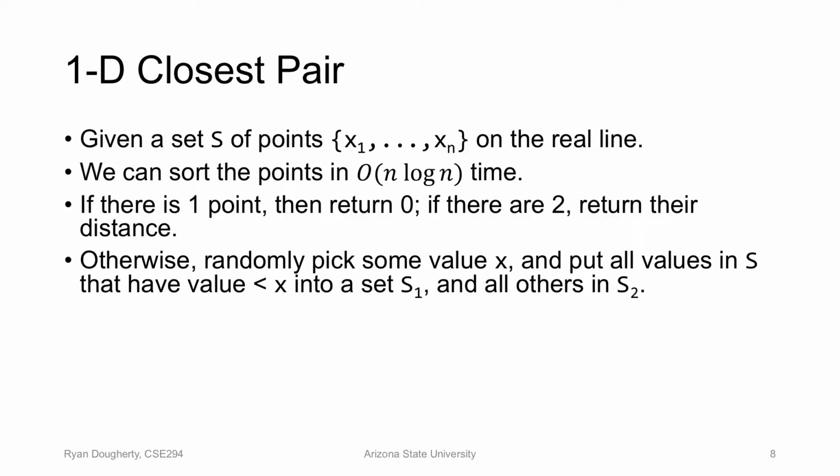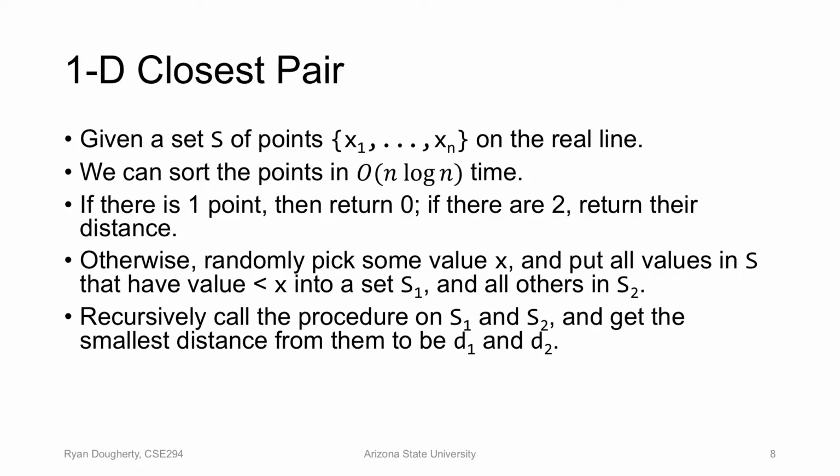Just move everything into one half of the list and things into a separate half, and then recursively call ourselves on those 2 parts until we get to one of those 2 base cases. And let's just say that the result of that recursion is D1 and D2. So the shortest distance among any 2 points in S1 is D1, and the smallest distance between any 2 points in S2 is D2. So we handled each of the 2 parts, right?